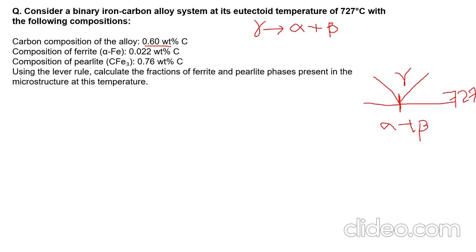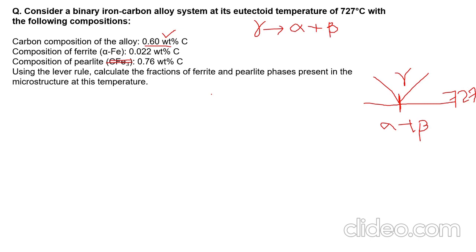So first we see what is given. A carbon composition of 0.6 is given. The composition of ferrite is given. The composition of perlite is given. It is not actually perlite, it is cementite. Okay, yeah, perlite is given, but I think it should not have been written like this. So you can see this is the composition of your perlite, which is 0.76 percent carbon. Using the lever rule, calculate the fractions of ferrite and perlite phases present in the microstructure at this temperature.